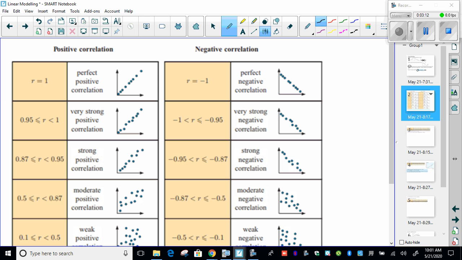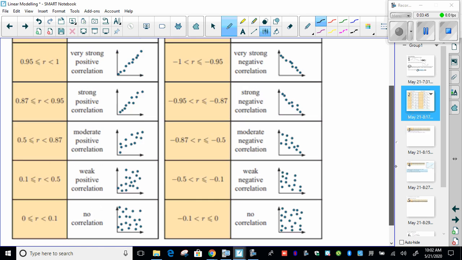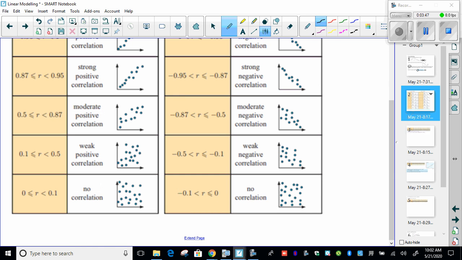If R is 1, it is perfect. There's not a dot out of line. Every one of them fits a straight line. And if R is -1, it's the same thing, because remember, a negative correlation just means it has a negative slope. Then it keeps going through. A very strong positive correlation would be between 0.95 and excluding 1, and then also vice versa. A strong positive correlation would be between 0.87 and 0.95. So if it goes from 0.87 up, you have a pretty good correlation amongst them. And then it goes all the way down to moderate, weak, and then no correlation.